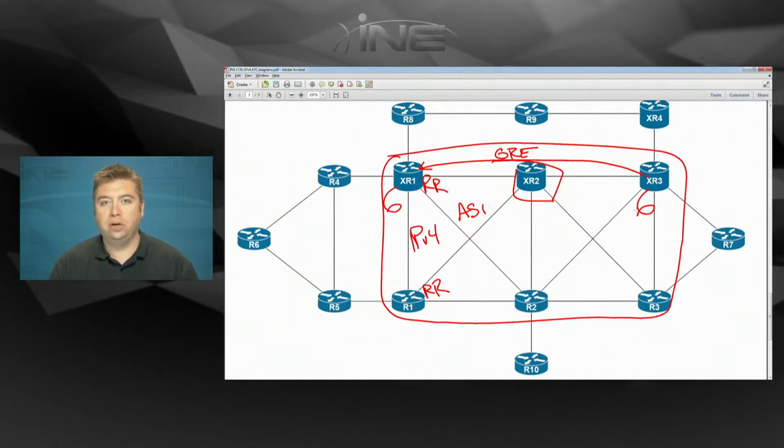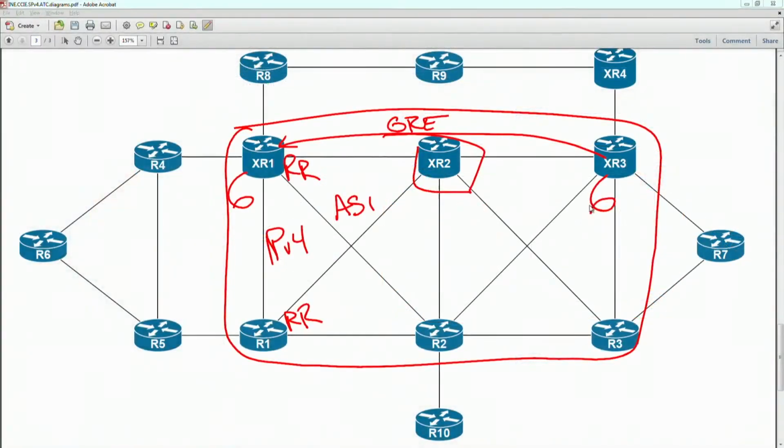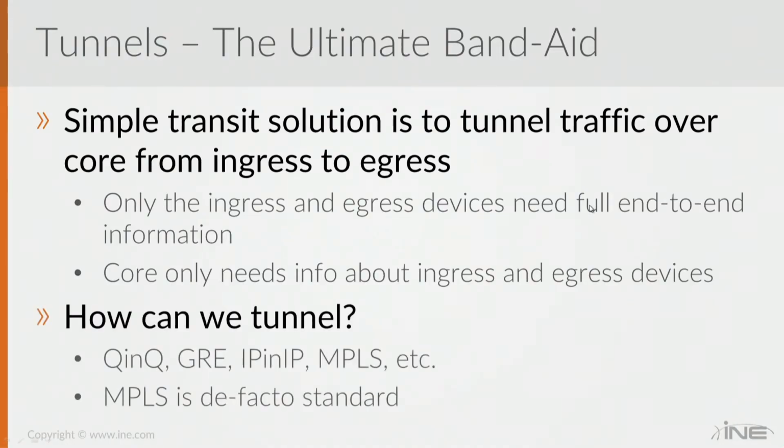Okay, the same would be true if we were using an IPsec tunnel, or if this was a layer 2 network, if we were doing a .1Q in .1Q tunnel, a Q-in-Q. But in reality, the real solution for this is to run MPLS.